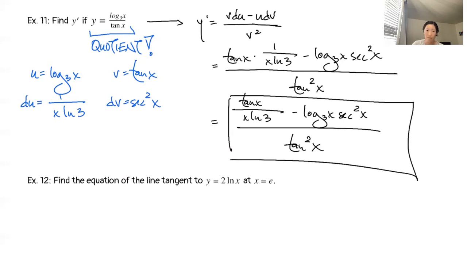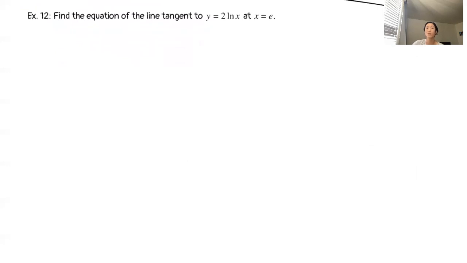So we're going to finish off this section with finding the equation of a tangent line. Let's take a look at example number 12. Find the equation of the line tangent to y equals 2 ln x at x equals e. All right, so let's start off by writing the equation y minus y1 equals m parentheses x minus x1. And we know from earlier that we're going to need our x1, which is given, our y1, which we use the function to find, and then we need an m, which we're going to get from the derivative.